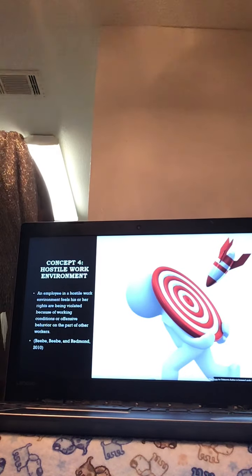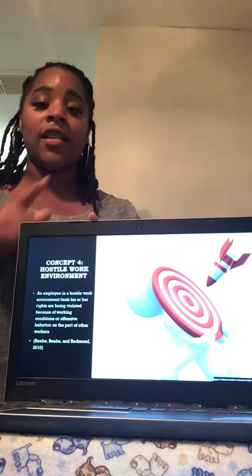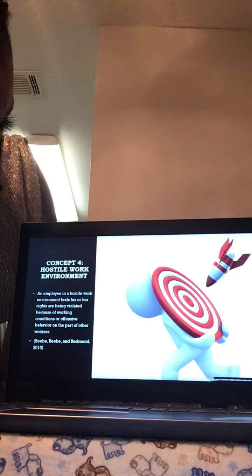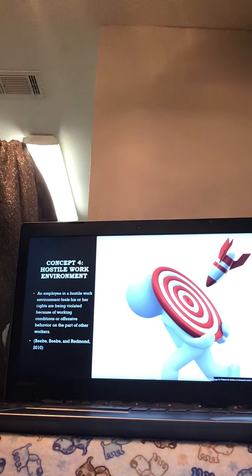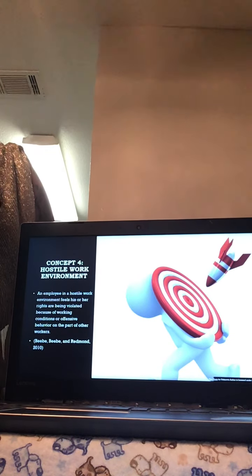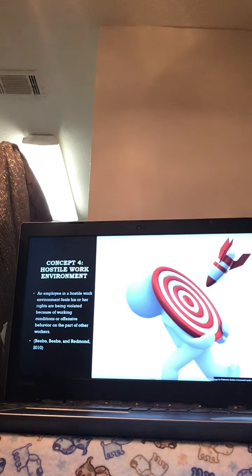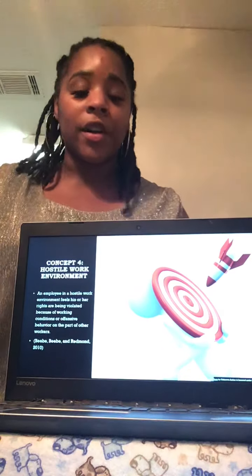Number 4, hostile work environment. Like I said, the scene that I chose here will go hand in hand with the other one I just explained. It is a hostile work environment when he or she feels their rights are being violated because of working conditions or offensive behavior on the part of other workers.